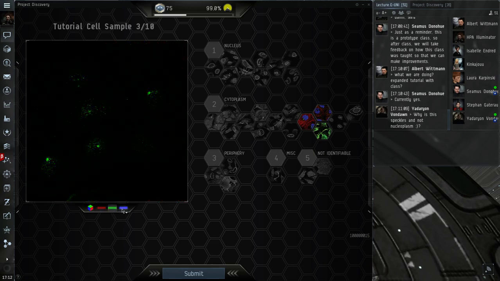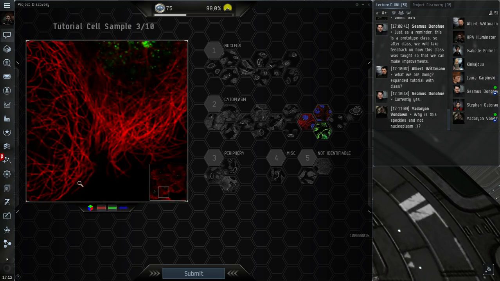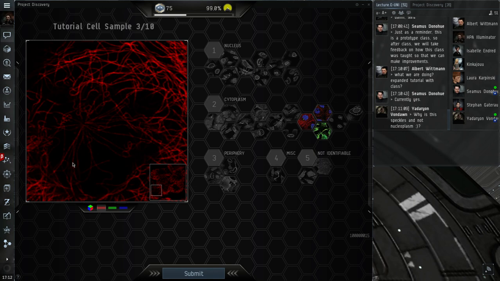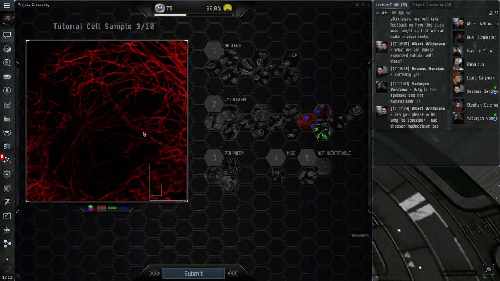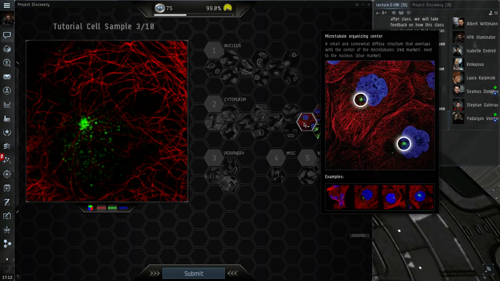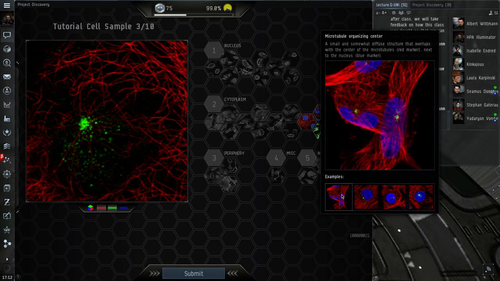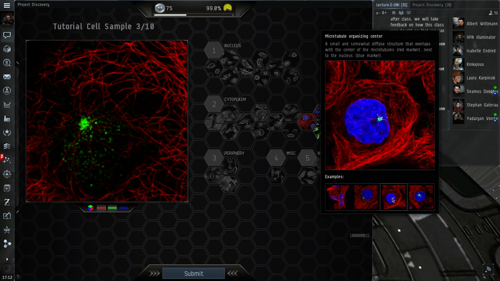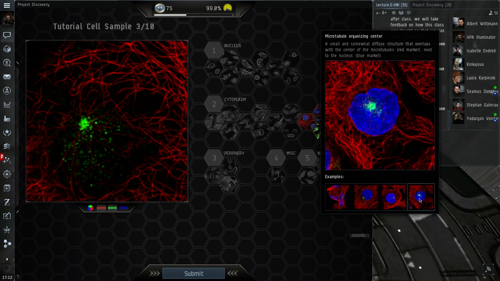Looking at green channel only, it seems to be overlapping with the blue somewhat. But if you zoom in on a cell, you will see that it is actually also overlapping with the red here. And what you can see is that the red threads are sort of coming together in a center, and this is known as the microtubule organizing center. So you can see it's sort of like a cluster of green spots sticking together where the red are joined.